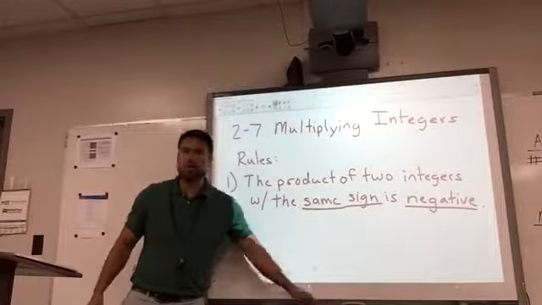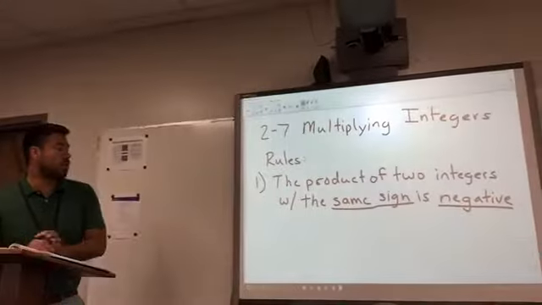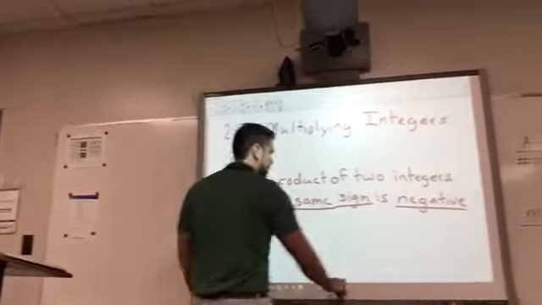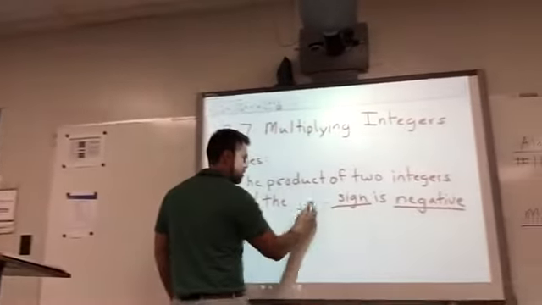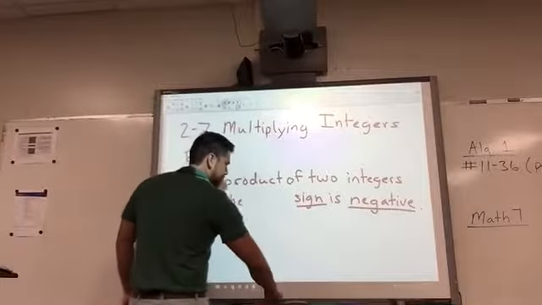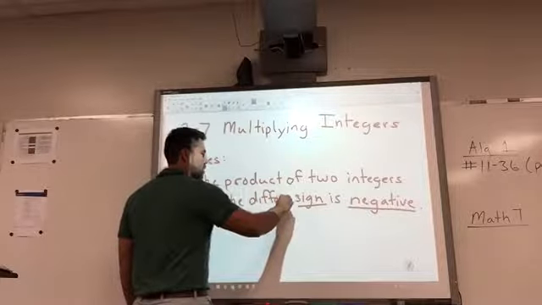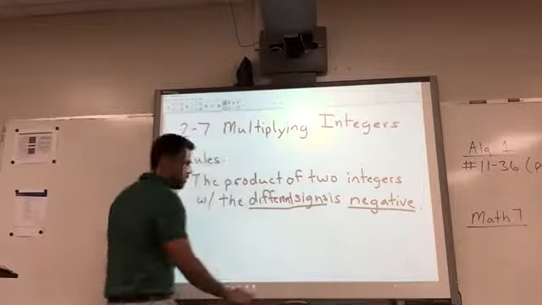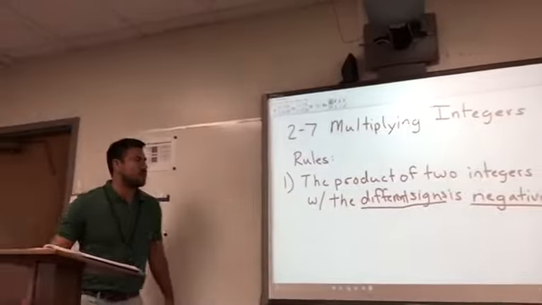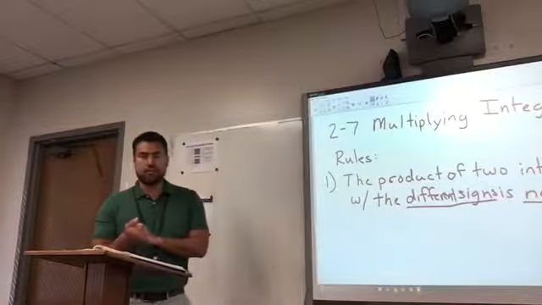All right, what are we referring to when we say the product? The product of two integers. Oh, wow, no. That is incorrect. Is it different signs or same signs? Different. That's why. Okay, I apologize. Before I get to that, this is the first rule. Different signs. I was wrong. So the product of two integers with different signs is negative.